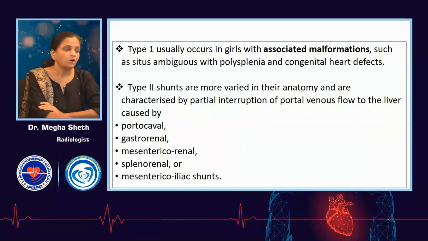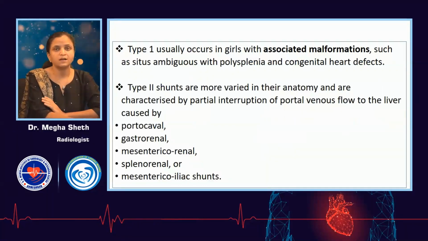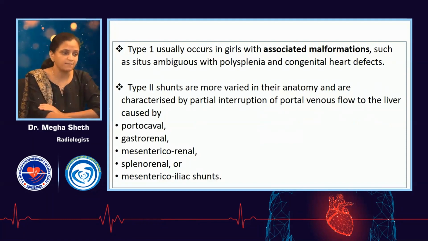Okay. Now, type 1 usually occurs in girls with associated malformations such as situs ambiguus, polysplenia or congenital heart defects.